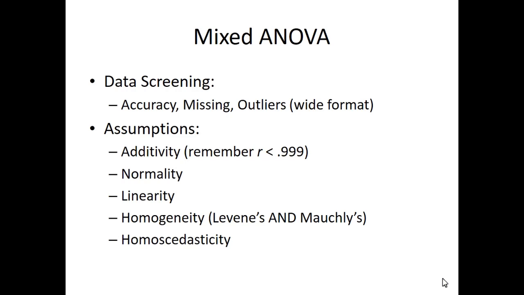For homogeneity, now we're going to have Levene's and Mauchly's, but we're going to have to trick ezANOVA into giving it to us. This is the one bad thing about ezANOVA, is if you run a mixed design, it does not show you Levene's. So we're going to have to kind of cheat a little bit, and then homoscedasticity. Okay. So these are your normal assumptions.